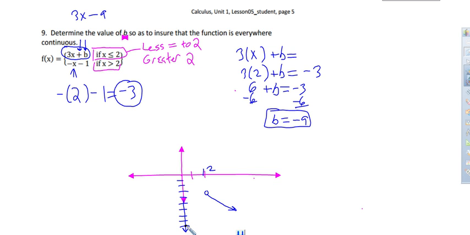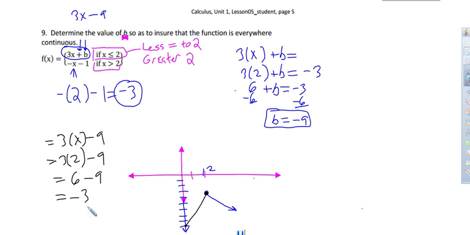So this equation would do what? Now it would look like this. And this would now be solid, right? Let's double check that. If we have 3x minus 9, and at 2, we want it to equal negative 3. And certainly it does. So looks like we found out the value of b on that one.